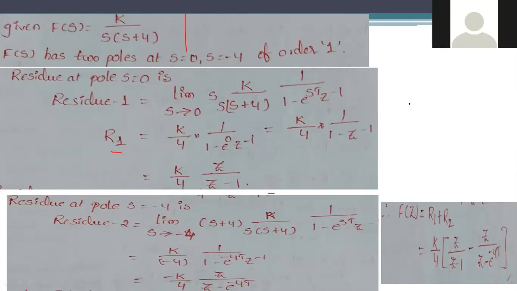Okay. In the similar fashion, let us obtain the residue value, that is R2. R2 has to be obtained for the pole s is equal to minus 4.